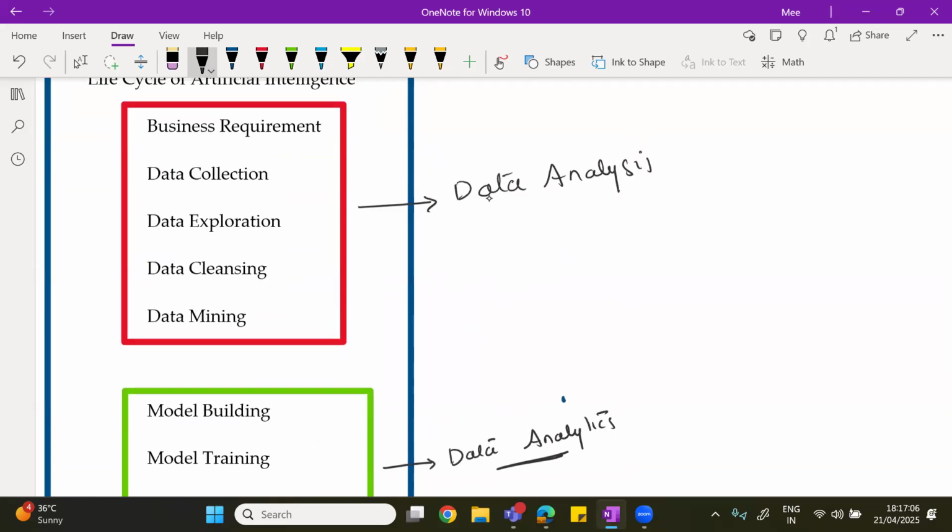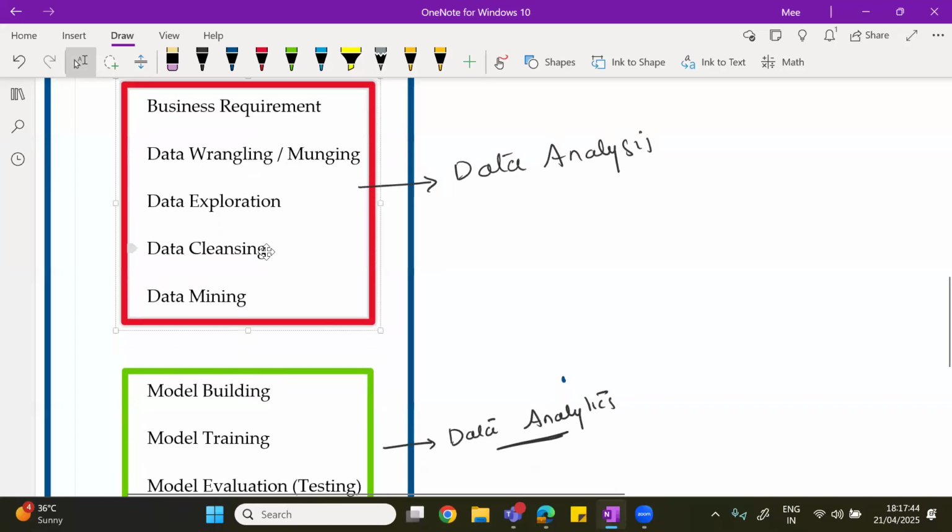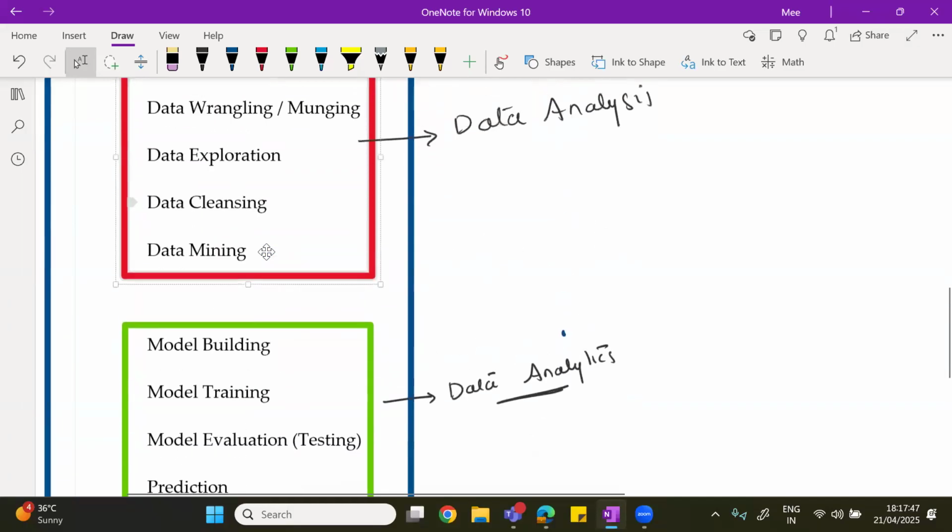Now, one more thing I want to let you know is that this data collection, in professional terminology, is called data wrangling. So don't get confused if someone asks you what data wrangling is. And data wrangling is also called data munging. Data wrangling or data munging.